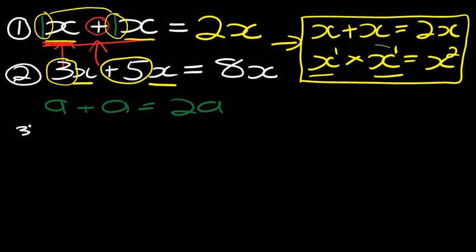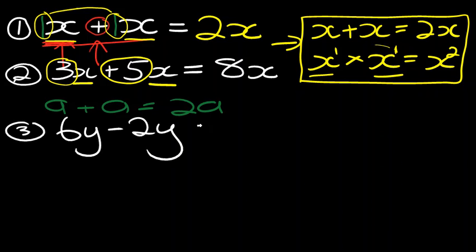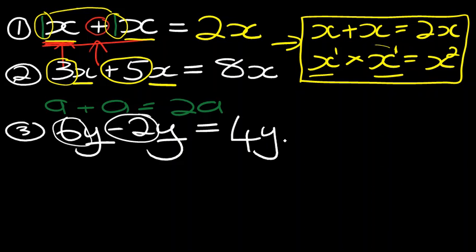The third example is, let's say we have 6y and now we have minus 2y. So we're subtracting the 2 from the 6. Again, we can simplify this algebraic expression because they are like terms. The variables look exactly the same. So then we work with the constants. So we say 6 minus 2 is equal to the number 4, and the variable stays y. Okay, so let's look at another example.